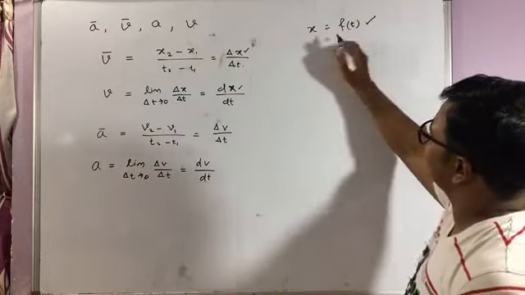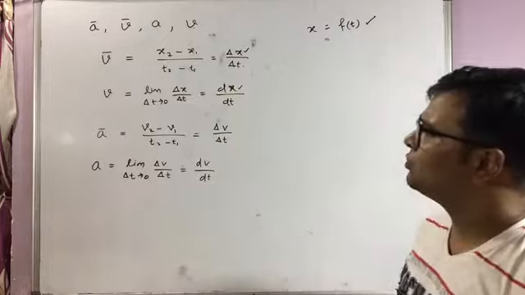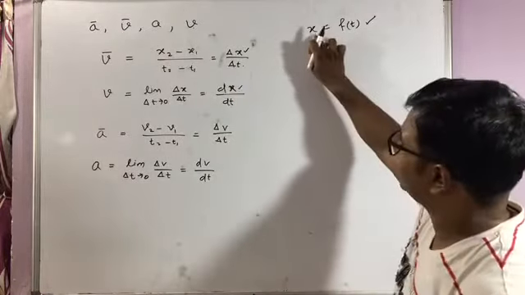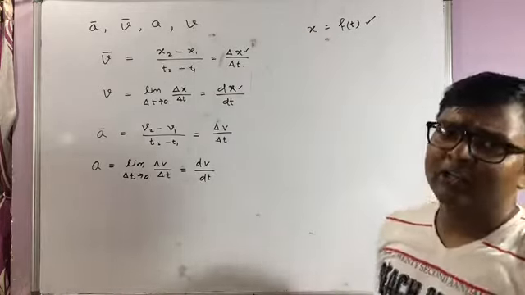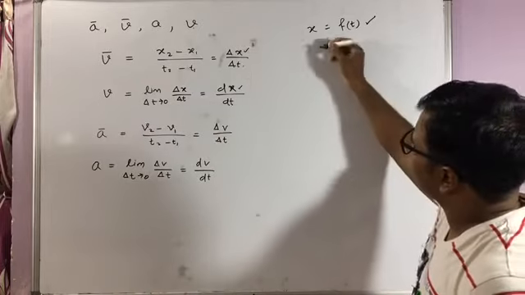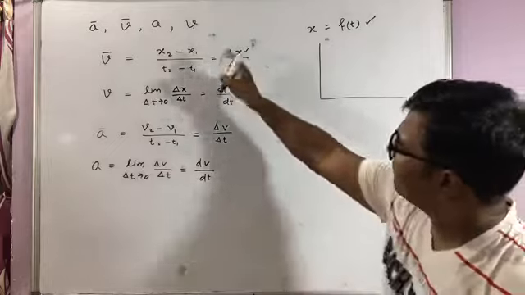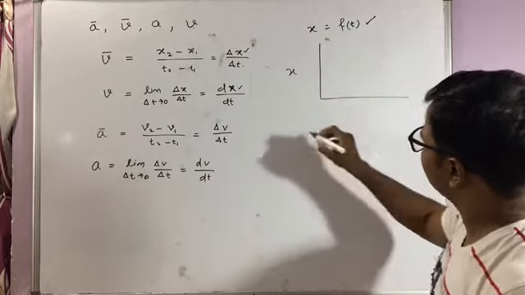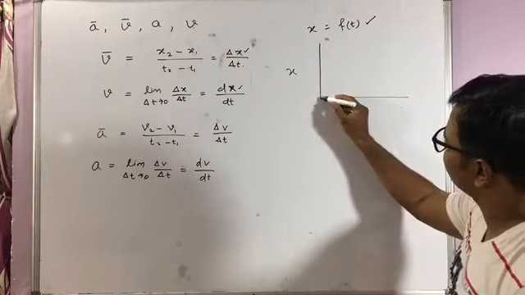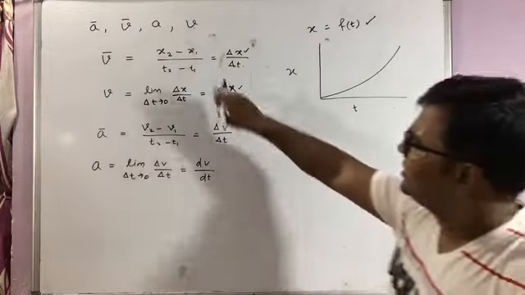Suppose you are given a function x versus t. So from that graph you are going to find these two quantities, velocity, because velocity is directly linked to your position or displacement. So let us understand the concept of average velocity. Suppose you found the graph between x and t is like this, and you are asked to find the average velocity by using this formula.